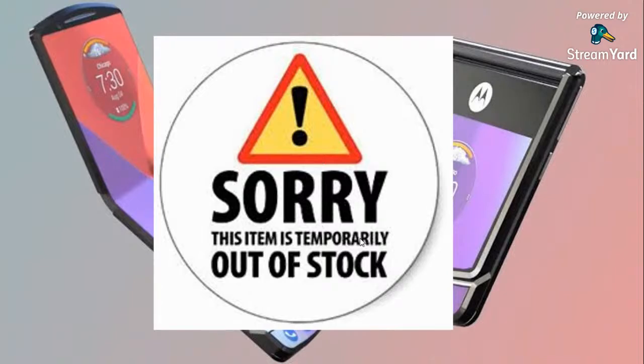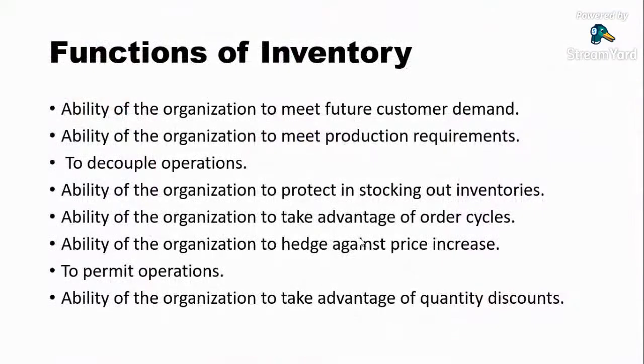Okay, so let's proceed. So these are the following functions of inventory. Wait for a while.